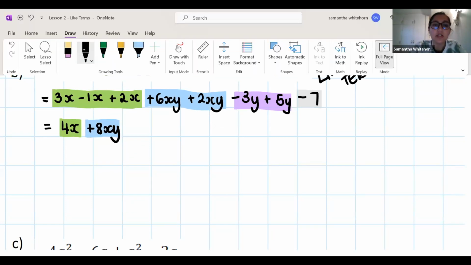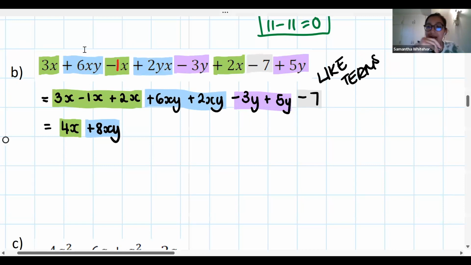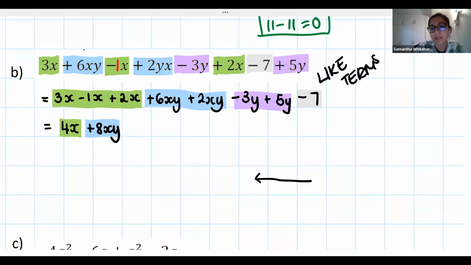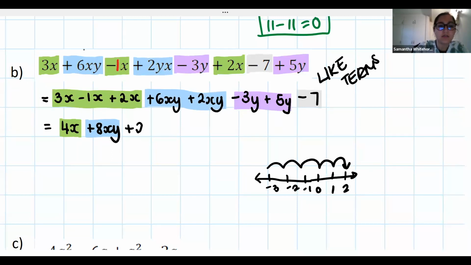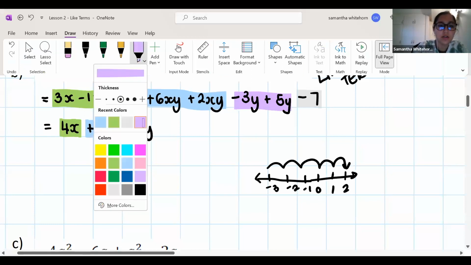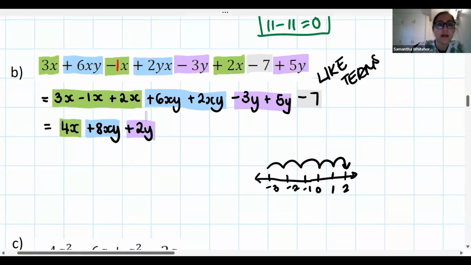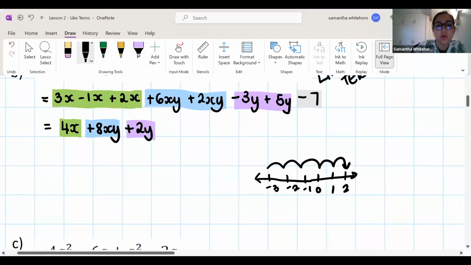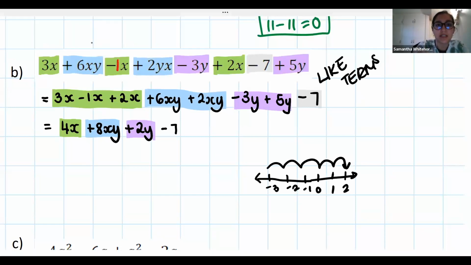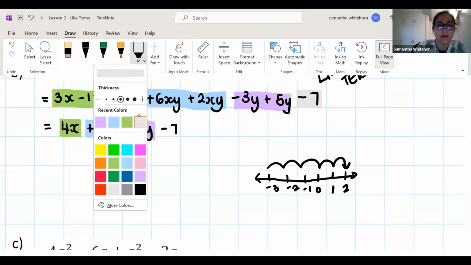Then I've got the y terms, so I've got negative 3y. I'm adding 5. So again, think of your number line. If you are sitting at negative 3 and you are adding 5, 1, 2, 3, 4, 5, you now have positive 2y. Again, I'm simplifying those terms to one term. That's a point of simplification. And then the negative 7 has no like terms to it. So it's just going to stay negative 7.